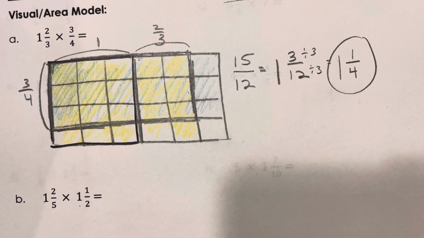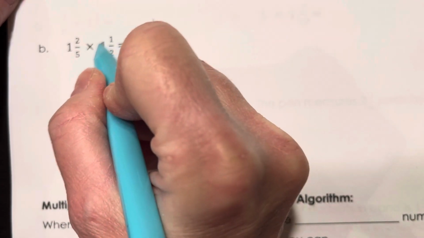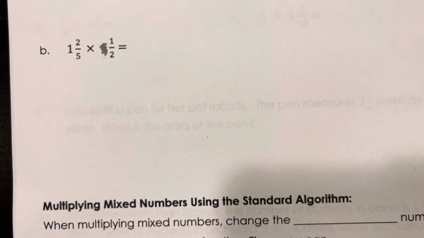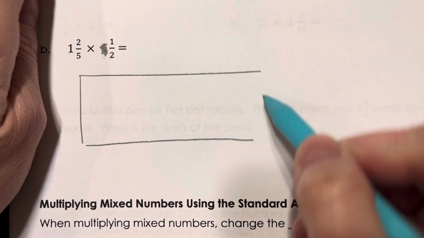All right, let's try another one down here, but I want you to make a little change on your notes. It's 1 2/5 times 1 1/2. I only want you to do 1 2/5 just times 1/2. So just scribble out that, okay? Very professional, I know. So I have 1 2/5 times 1/2. So the first thing I want to do is draw myself a big old rectangle.